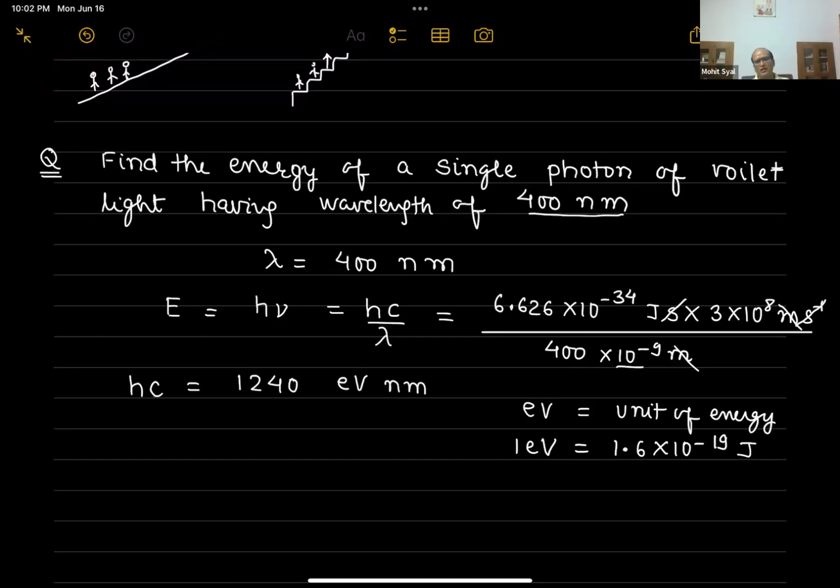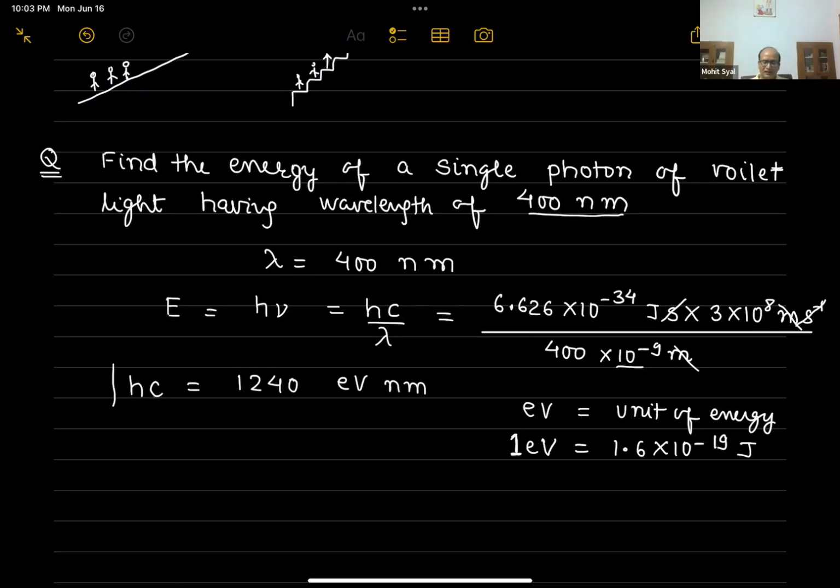But what is the sense of taking the energy in electron volt? Because we are talking about very small amounts of energies. Is it clear? So electron volt will now be a very small amount of energy of electrons and all. You are going to measure it in terms of electron volt. 1 electron volt is equal to 1.6 into 10 to the power minus 19 joules. Got it?